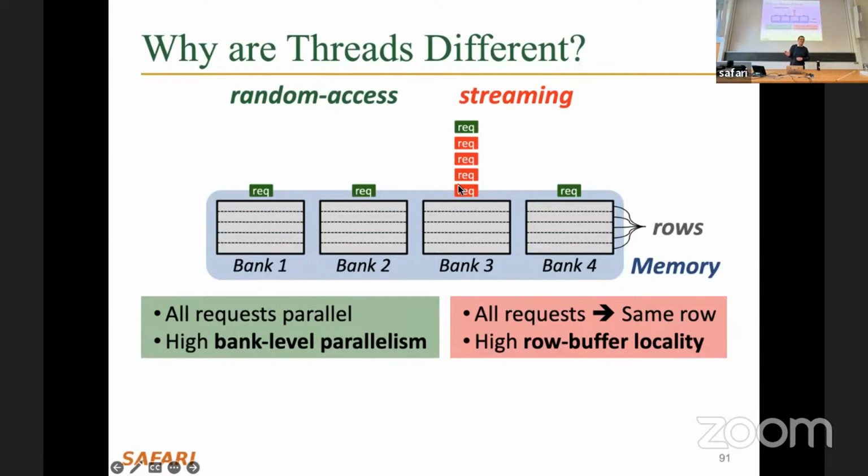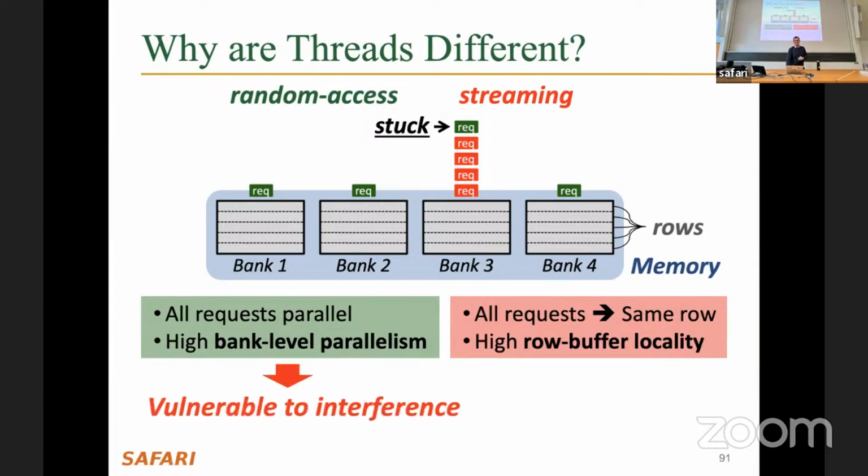And we've seen this before, right? But this is another picture. We were looking at a single bank in the earlier picture. Now we're looking at multiple banks. Now you see the impact of the streaming thread on the random access thread is even worse, right? Essentially, one request of a random access thread can get stuck behind a streaming thread. And this can be much worse if you have many threads, of course.